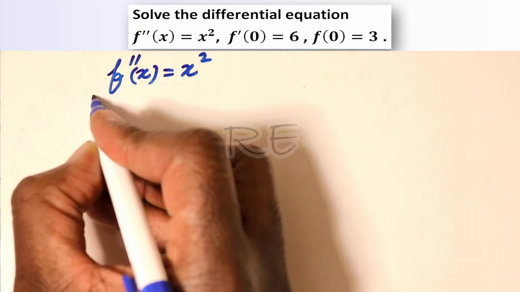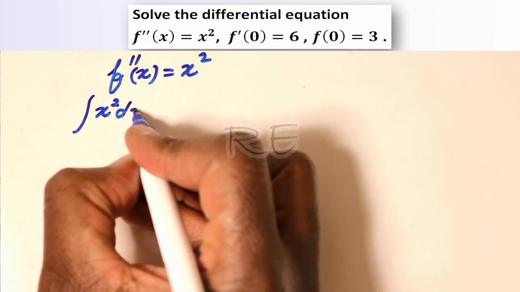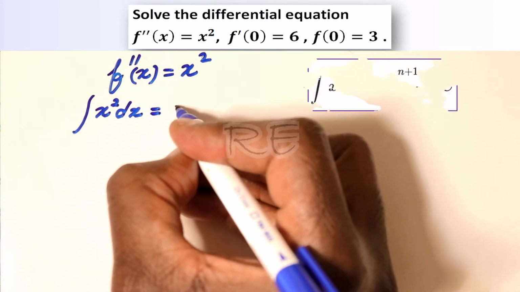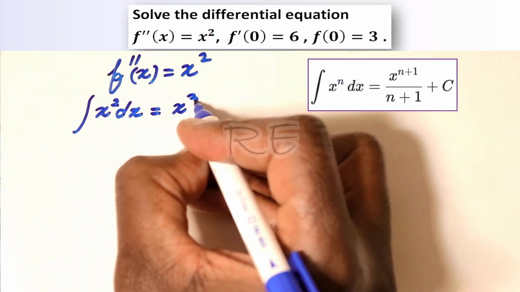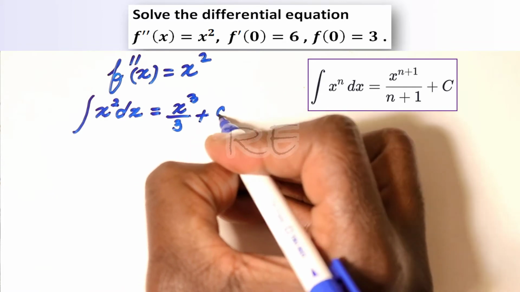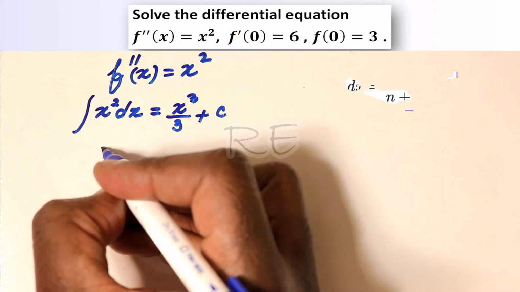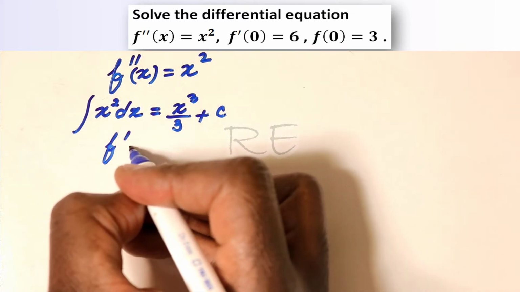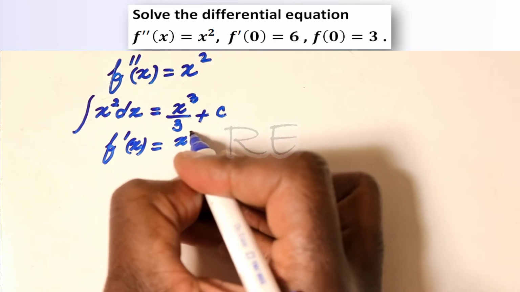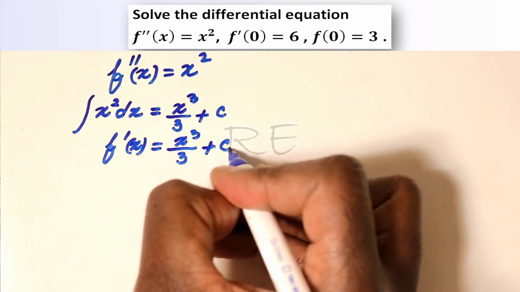The antiderivative of the second derivative will be the first derivative. So let's look for the general solution. We're going to apply the power rule. So it's x to the third divided by 3 plus c. Now we know that the first derivative is x to the third divided by 3 plus c.